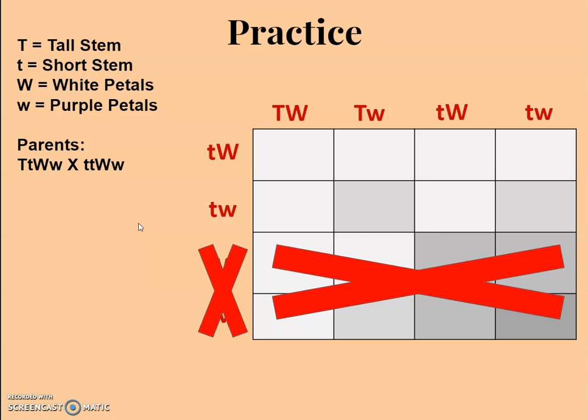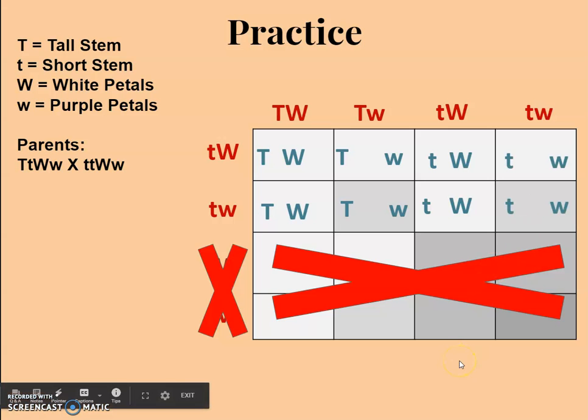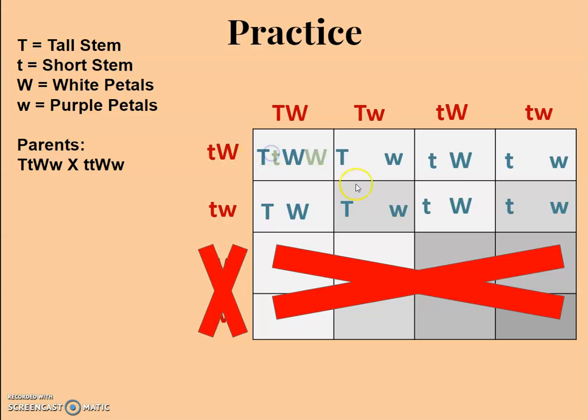Now, just like in our monohybrid crosses, we're going to end up dropping down and then dropping left to right for each of these. So I'm going to go ahead and drop this TW down, drop this TW down, drop this one down, and drop this one down. And now I'm going to drop left to right. So I need to drop this TW from left to right, all the way across. And then this TW from left to right, all the way across.